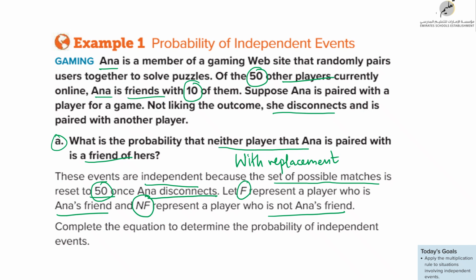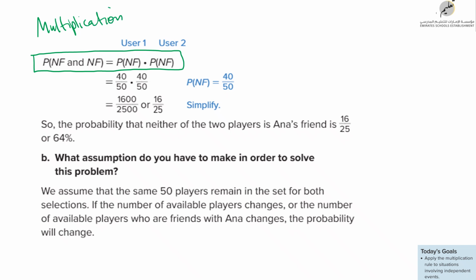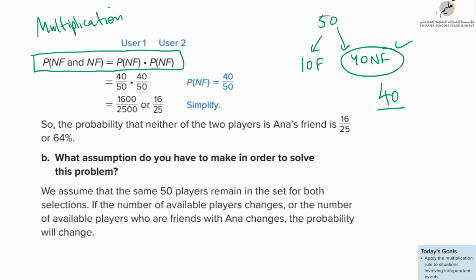So let's find the formula for the probability of the independent event, and definitely I'm using the multiplication rule. The first time she's paired and it's not a friend, it can be any one of the 40, because there is a total of 50, out of which 10 are friends, 40 are not friends. So we are choosing not friends. So the favorable outcome is 40, the total outcome is 50. So this will be the probability.